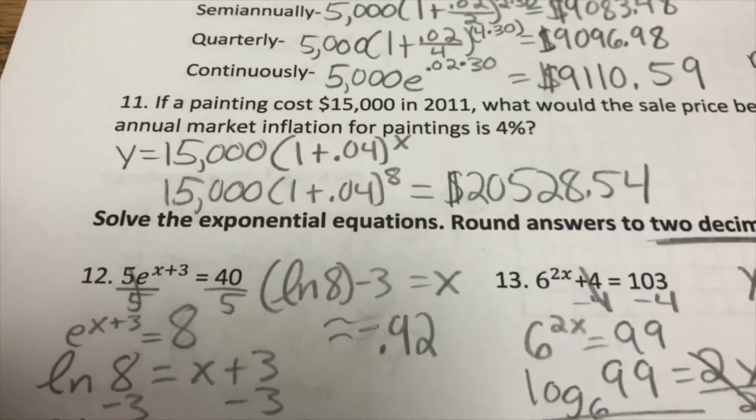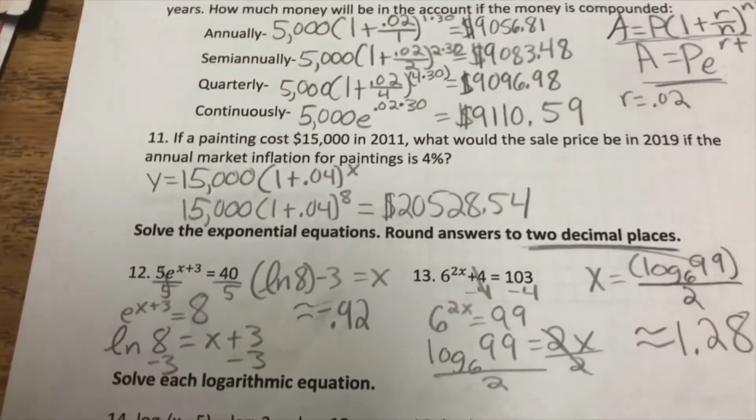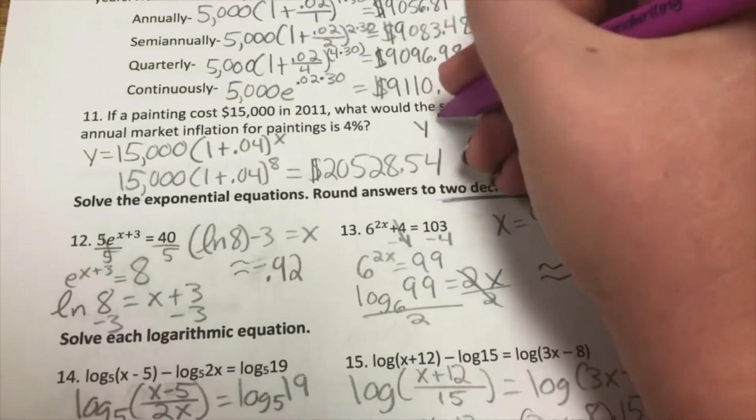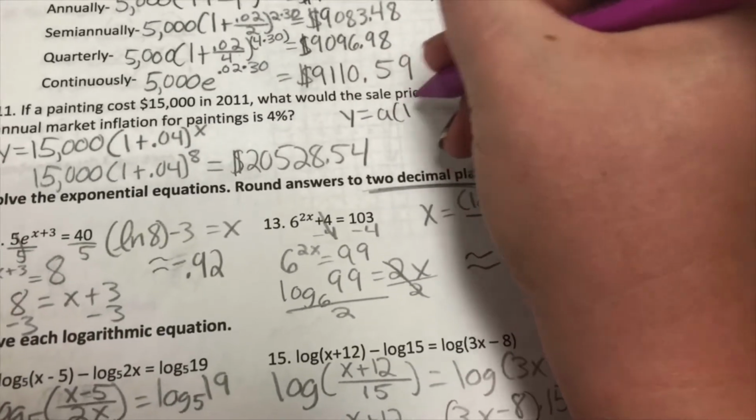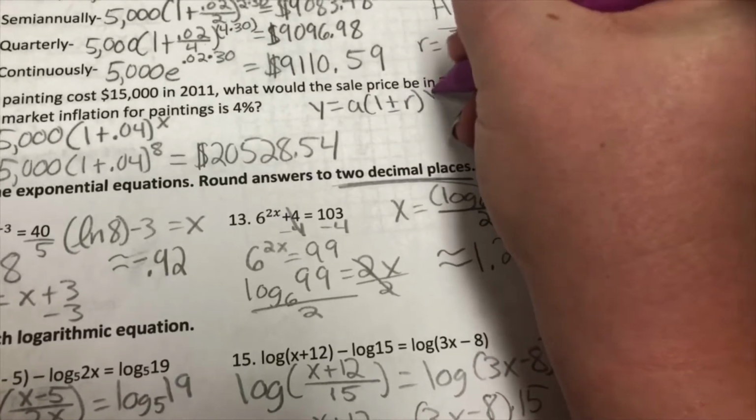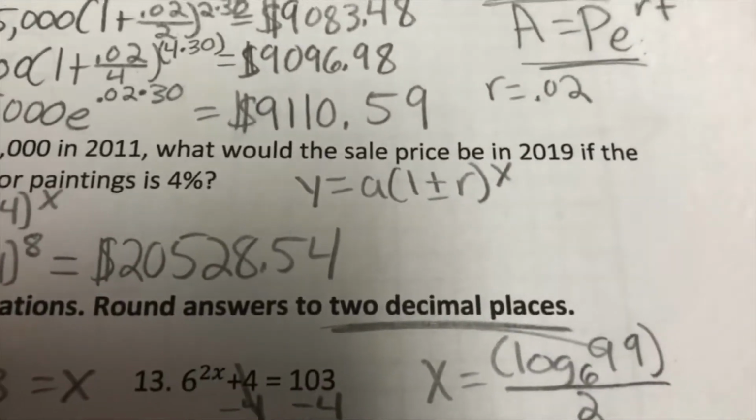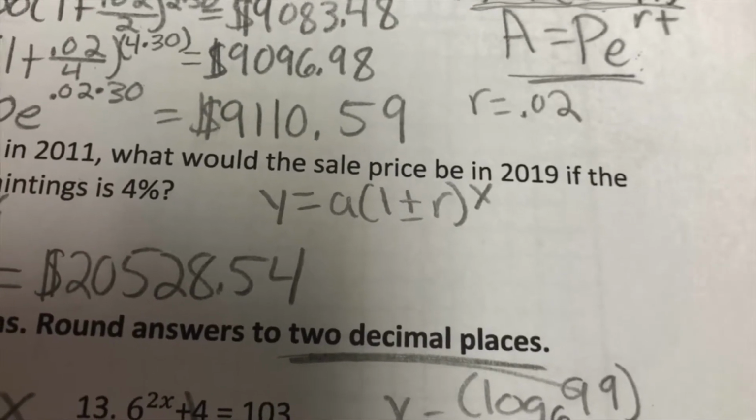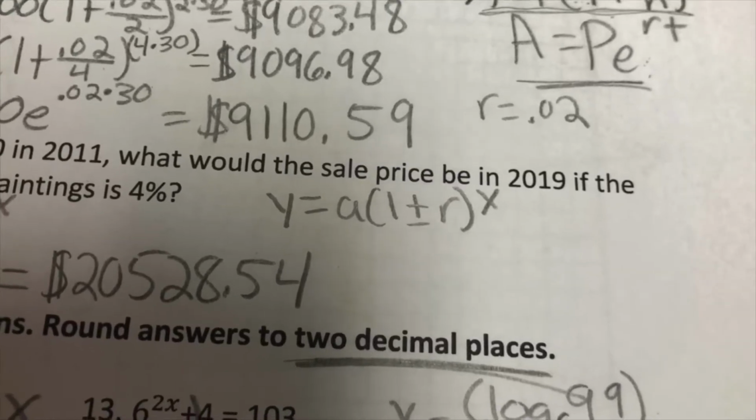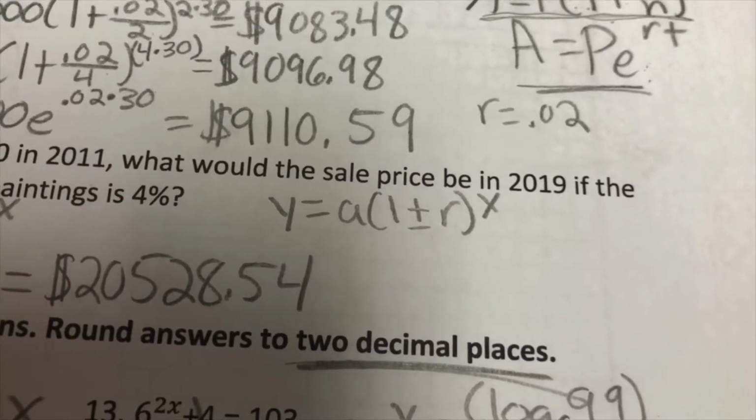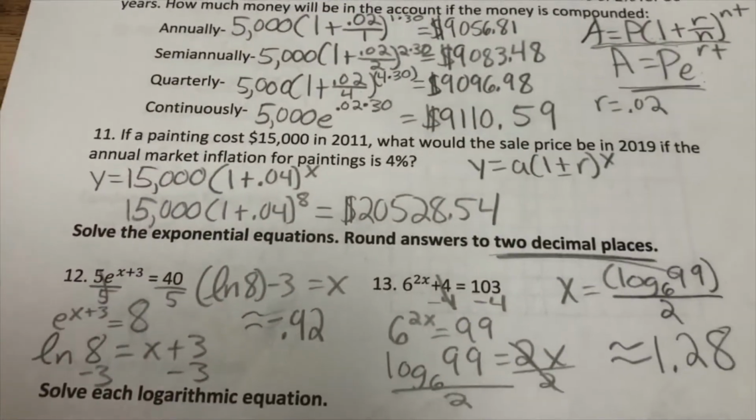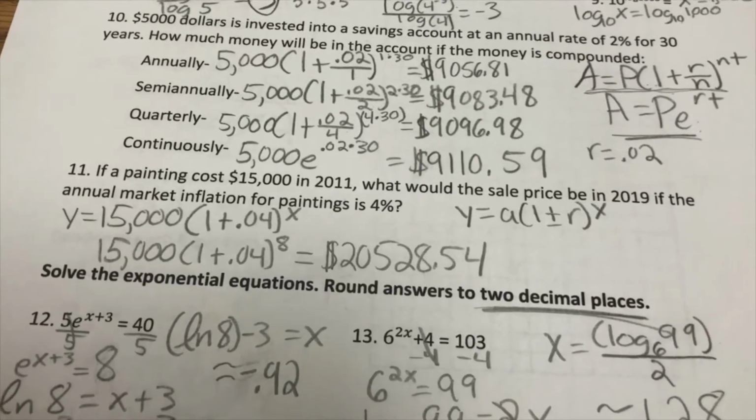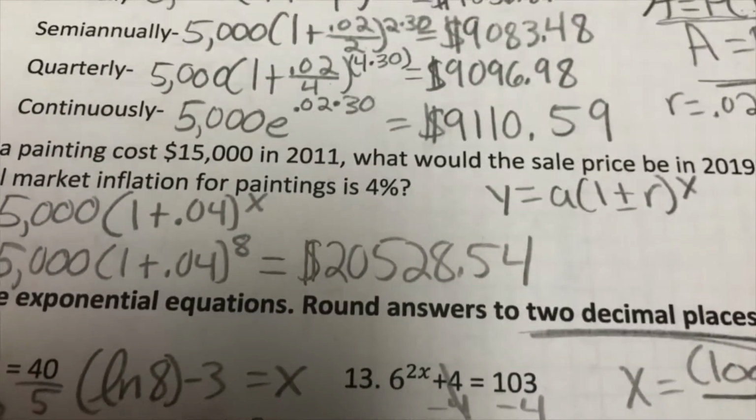11 is not compounded interest. 11 is creating your exponential form or formula. y equals a times 1 plus or minus r, raised to your x. That is what you are using. Your a is your initial amount, your r is your rate of change, and your x is how long it's been, time. So in this problem, our a is $15,000. Our r is our percent, which was 4%.